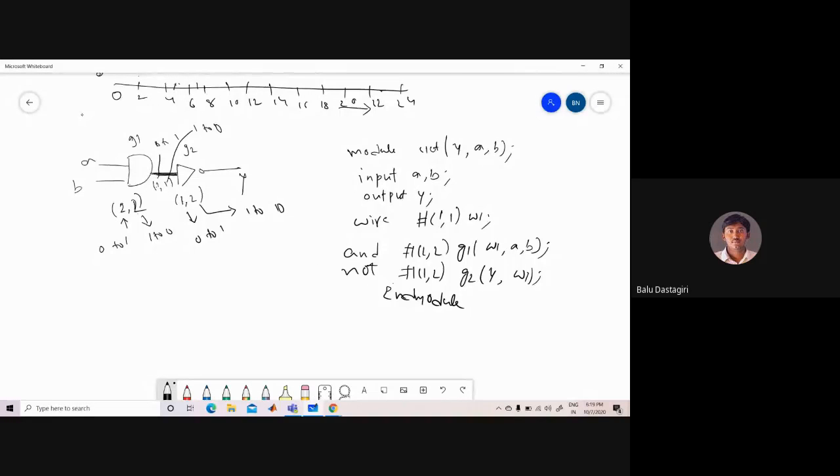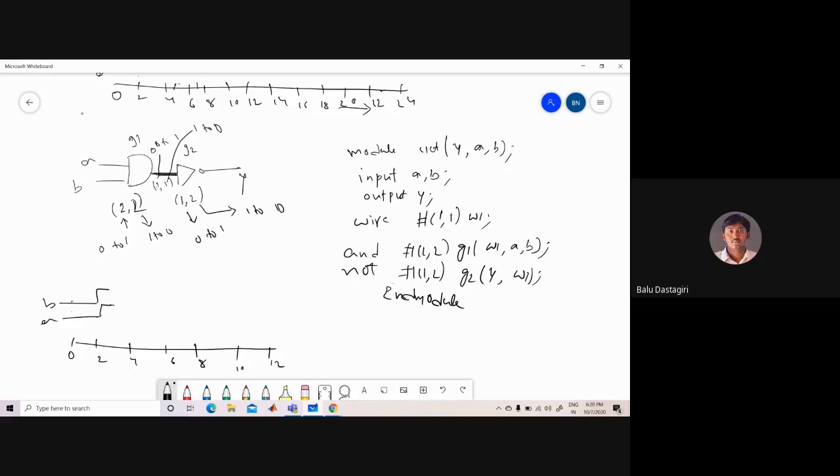Now, to see how you get the result, let me explain with the time slots: 0, 2, 4, 6, 8, 10, 12. Give the inputs here. A, B are the inputs. Initially A and B are 0, 0. After some time, the value of A becomes 1 and the value of B becomes 1, at 2 time units. Initially, when A is 0 and B is 0, the output of this AND gate will be 0.